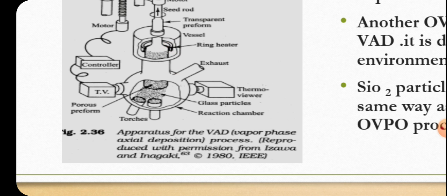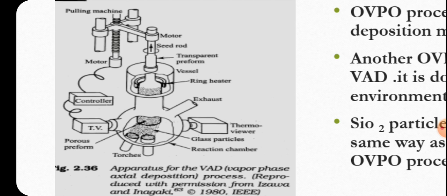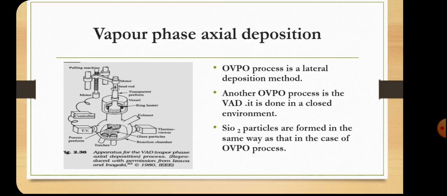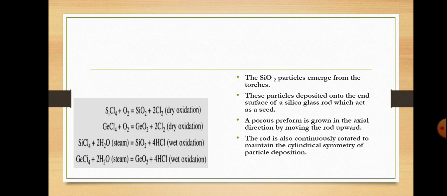So the rotating movement will be controlled by the motor provided here. This is a process that is actually taking place in the case of vapor phase axial deposition. The SiO2 particles emerge from the torches, and these particles deposit onto the end surface of the silica glass rod, which acts as a seed, and a porous preform is grown in the axial direction by moving the rod upwards. The rod is also continuously rotated to maintain the cylindrical symmetry of the particle deposition.